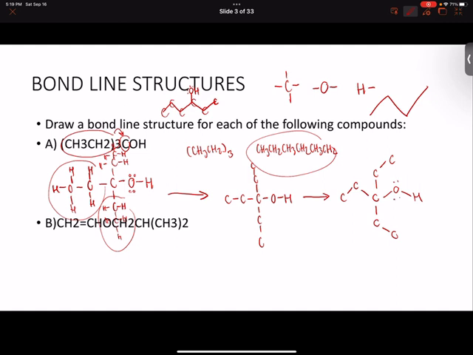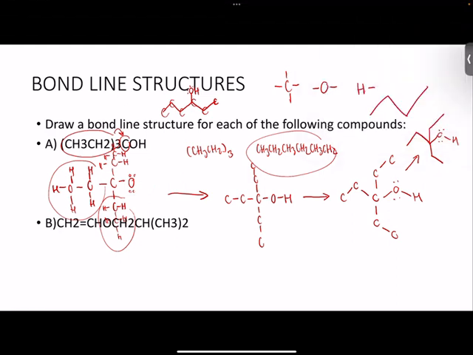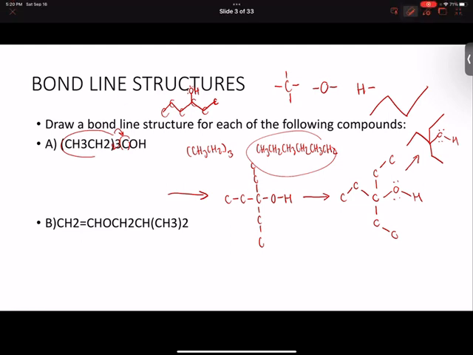And then we can translate it afterwards to a bond line structure. So then we have this, this, this, this, this, this, and then this, and then this. So that one will be your bond line structure for that one. And then let me erase this one down here for a second. Okay, so we're going to do the next problem instead.